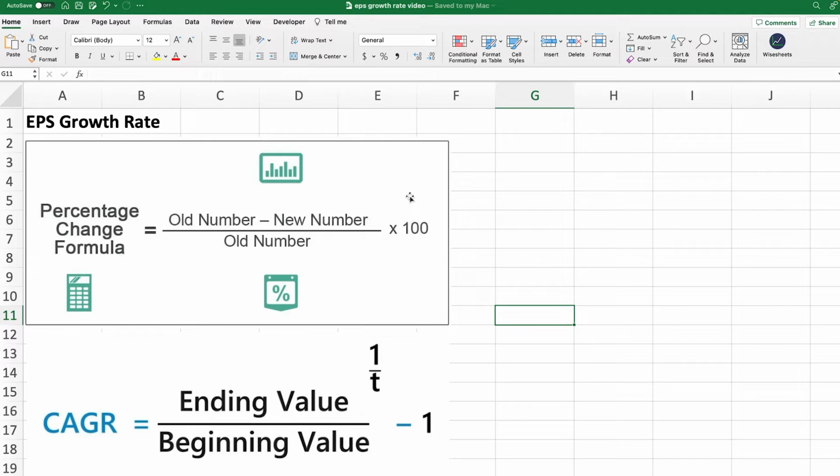What you do need to know about this formula is that it tells you how much, in terms of a percentage, a particular number, like in this case the EPS, has grown or declined over a period of time.